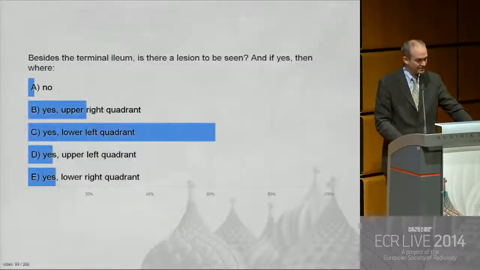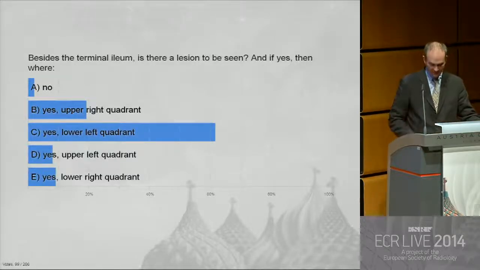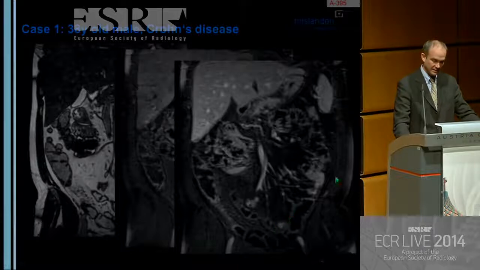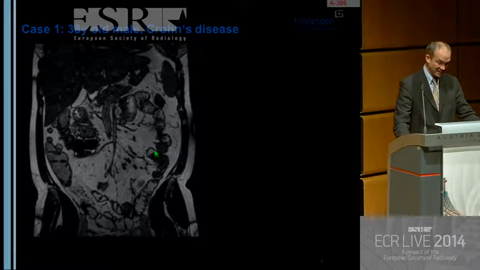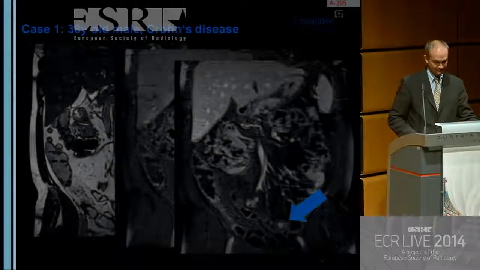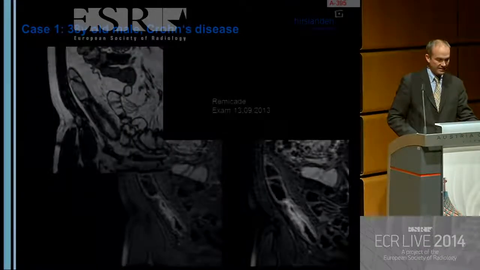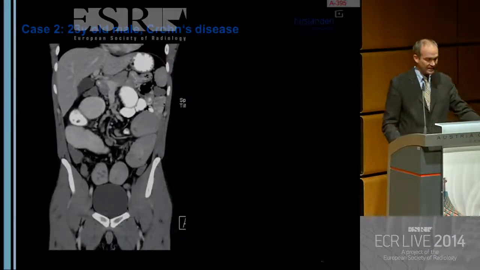Lower left quadrant. Yes, there it is. It's a small lesion that, when you go back, there's enhancement there, a thickening of the bowel wall. There's already early enhancement here, and there's a clear and strong enhancement here. This one is a bit tricky, but I don't think this one is enhancement based on the T2 images. It's tricky. Okay. And again, this shows then on Remicade how it changed, but we go on to the next case.